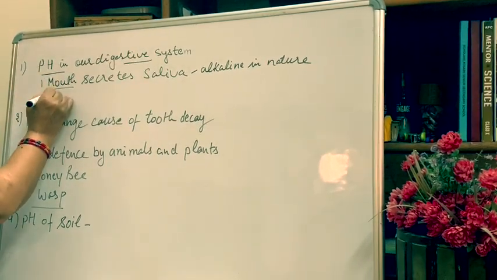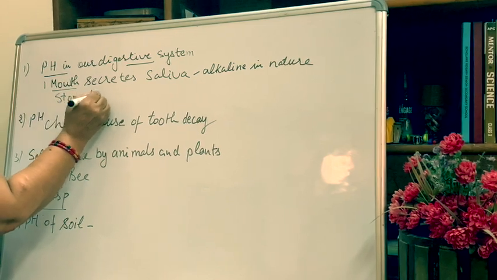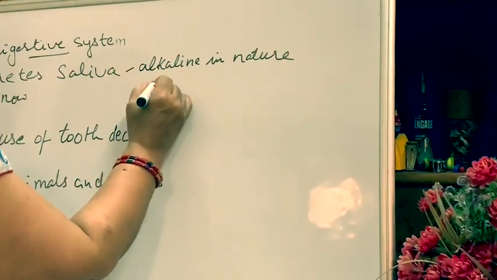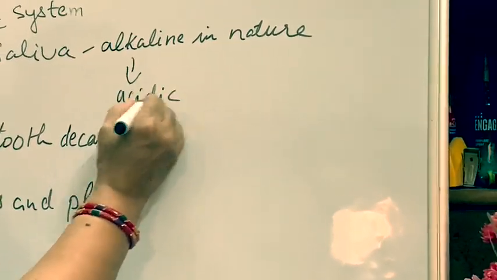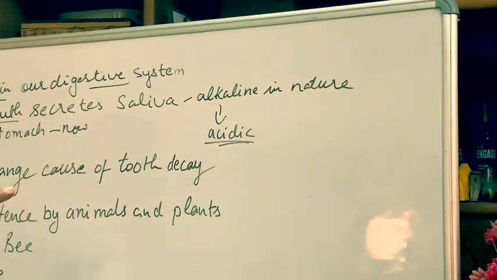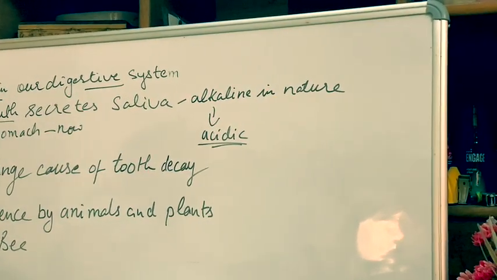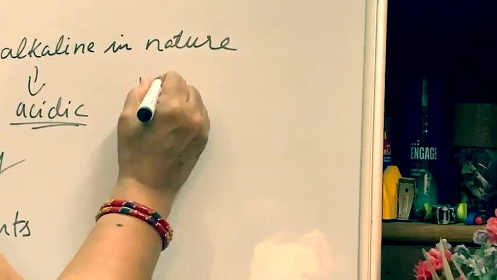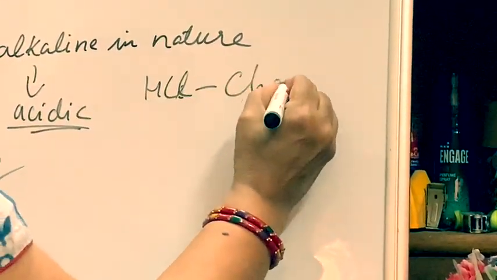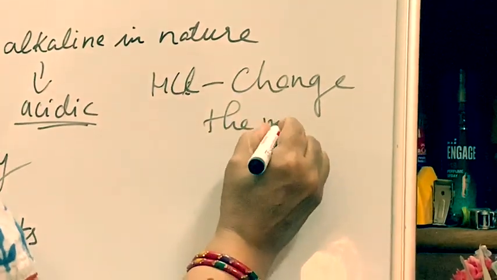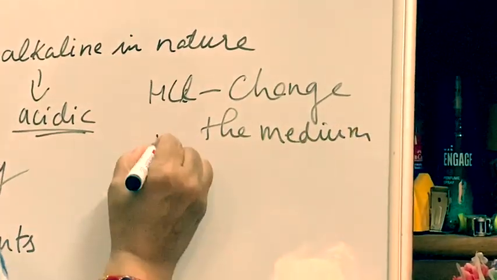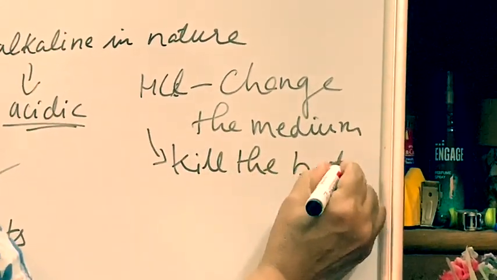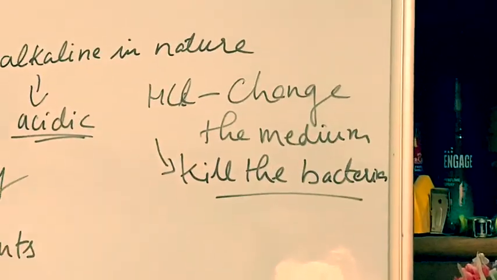After that, when the food goes to the stomach, the medium has to be changed from alkaline to acidic. This is done by the gastric juice released by the stomach, as it contains a small amount of dilute HCl. There are two functions of this HCl. One is to change the medium, and the next is to kill the bacteria that come along with the food. It has two main functions, right?